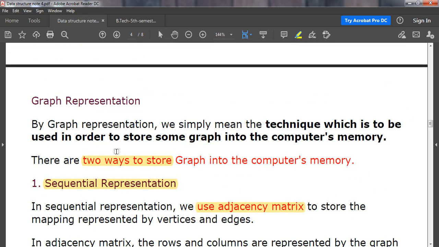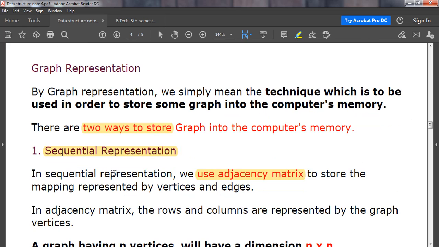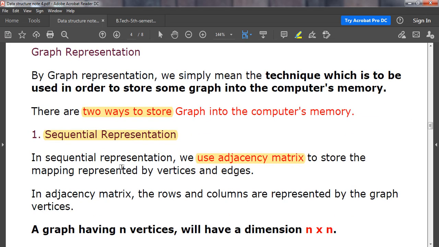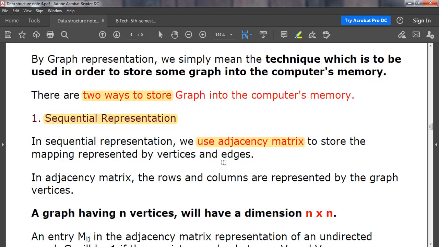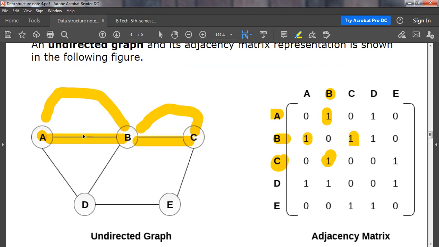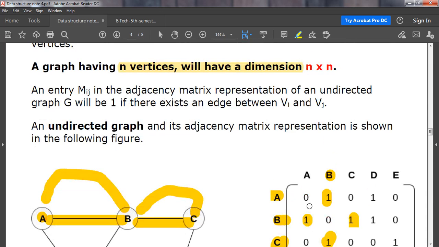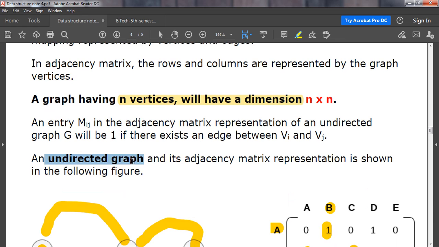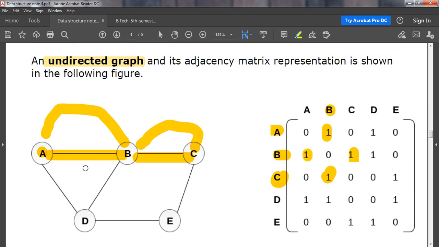So in a sequential representation, we use the adjacency matrix to store the mapping represented by the vertices and the edges. A graph with n vertices will have n by n dimension. As you can see over here, there are 5 vertices, so it's a 5 by 5 matrix. In an undirected graph, as I have just shown you, there is a both-way connection. If D is related to E, similarly E is also related to D. So D is related to E, hence 1 is over here. Similarly, E is related to D, hence 1 is over here.